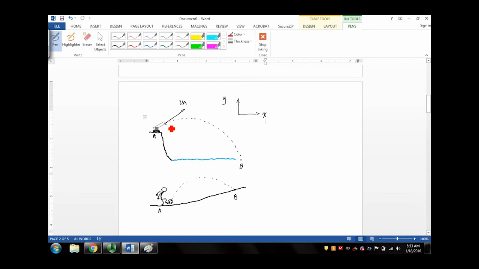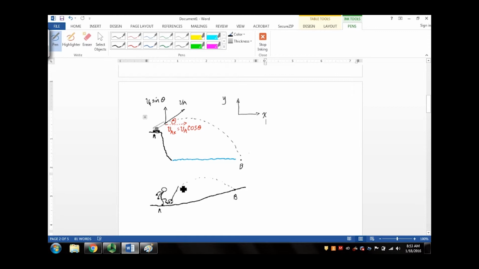The problem statement will usually give us some kind of angle, and we can write an expression for the x component in terms of the overall velocity of the cannonball, which would be VA cos theta. And we can do this for each one of these problems. And its y component will be VA sine theta.